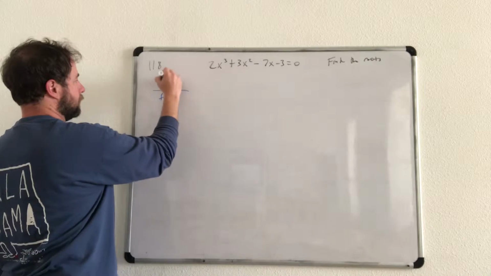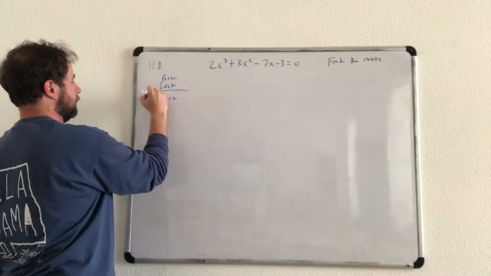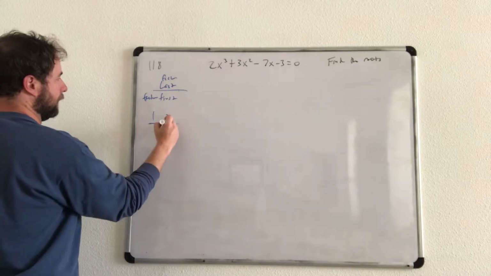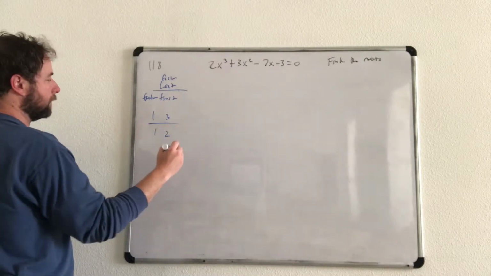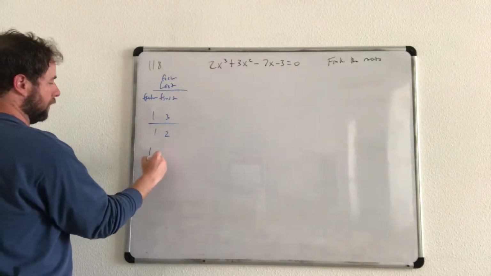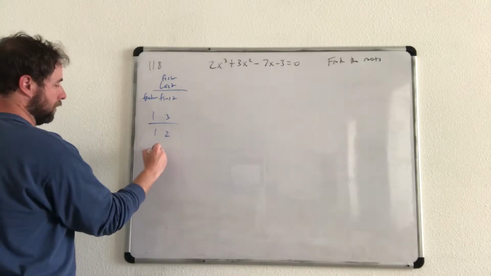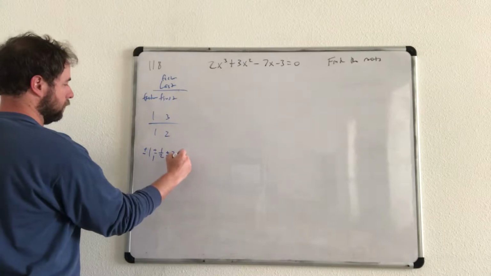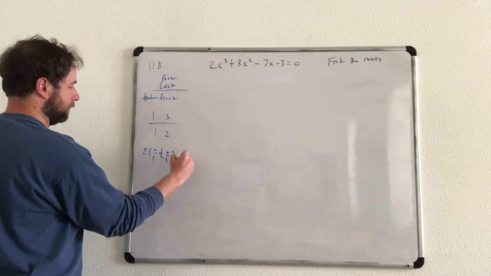The factors of the last and the factors of the first. So the factors of the last are 1 and 3. Factors of the first are 1 and 2. So we'll have 1, 1/2, and these are all positive or negative. We'll have 3, and we'll have 3/2.